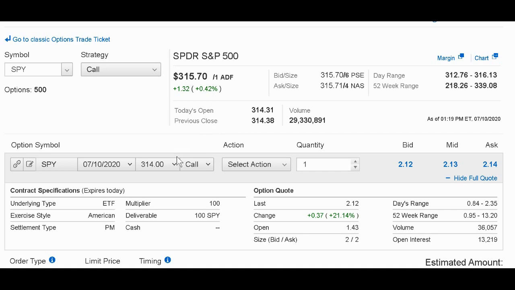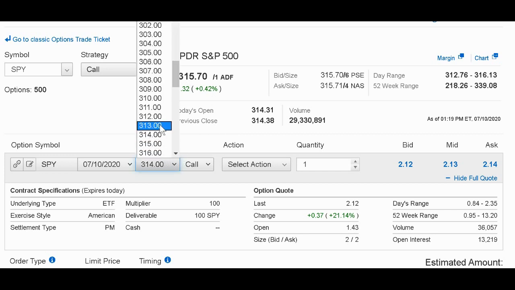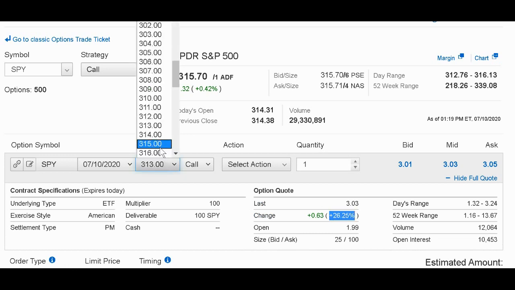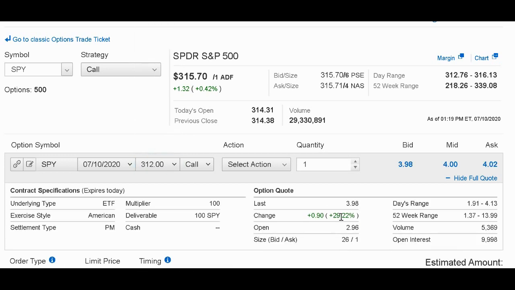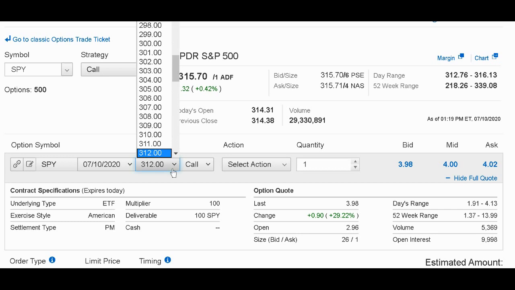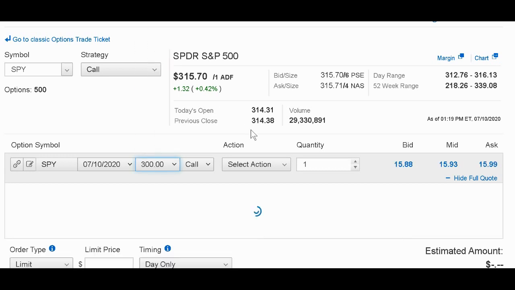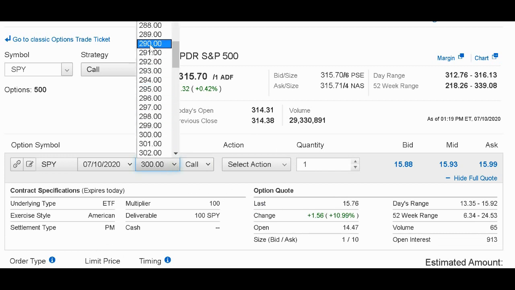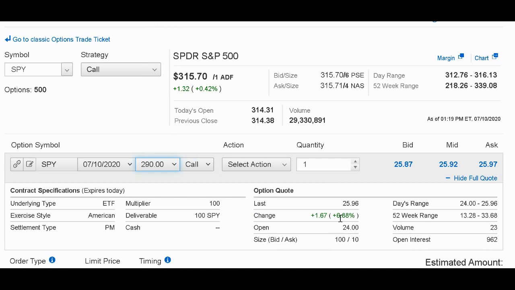All right. What if you go deeper in the money? Let's look at 313. It went up 26%. 312 went up 29%. But there's a limit to it. I mean, if you bought the 300, look at that. That's way in the money, but it only went up 11%. Okay. If you bought the 290, it only went up 7%. So there's a limit.